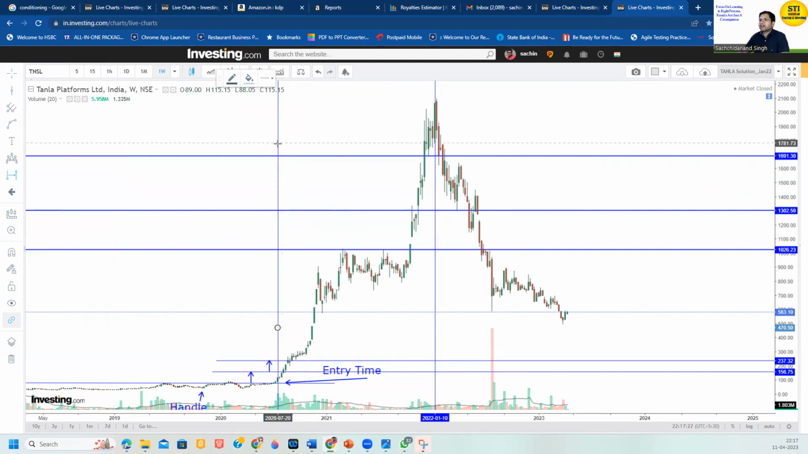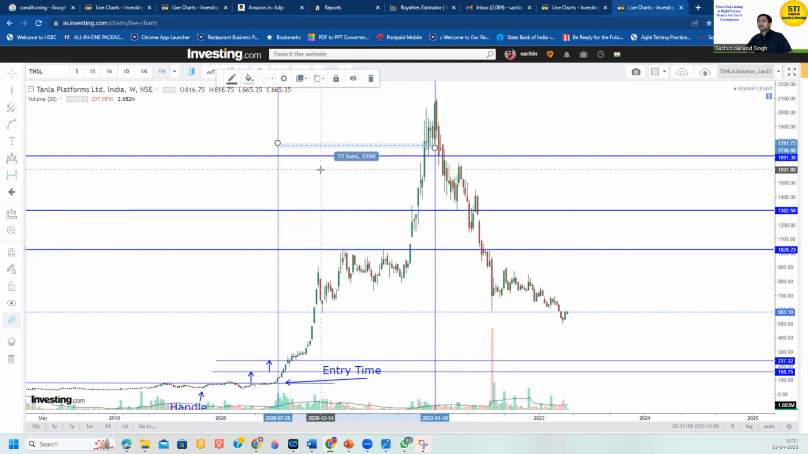I will click first on this line and second on the line up to where we need to calculate the time. So it is saying 77 bars. 77 bars means this is the weekly candle, so the time frame is higher here. So 77 weeks. 52 weeks represents a year, and then 25 more, so around 1.5 years.